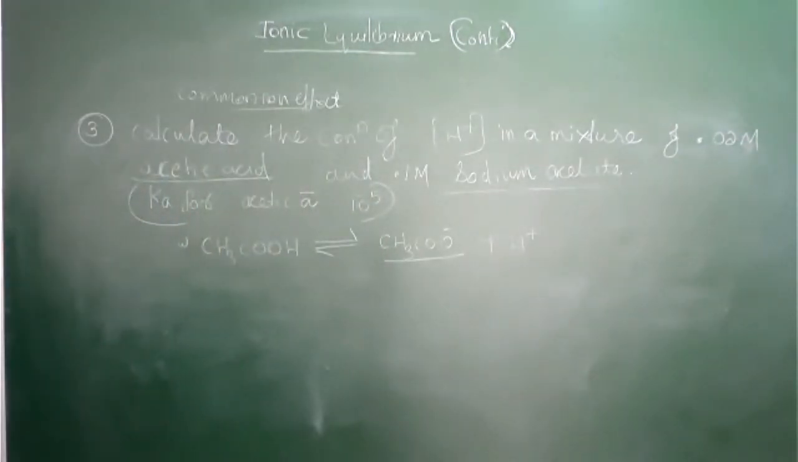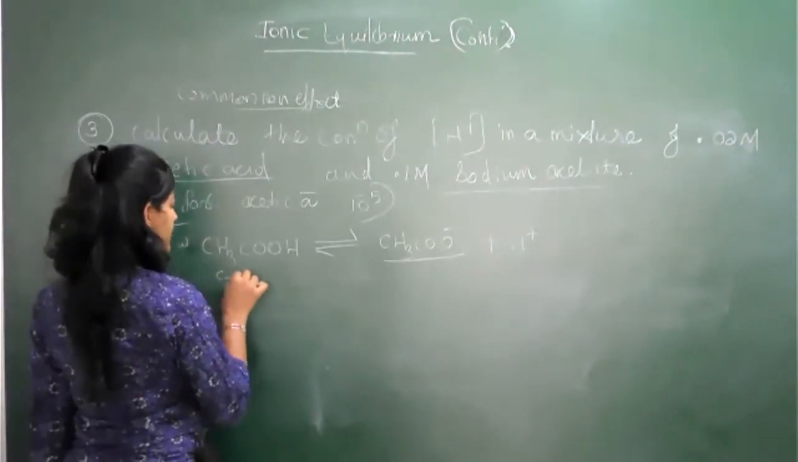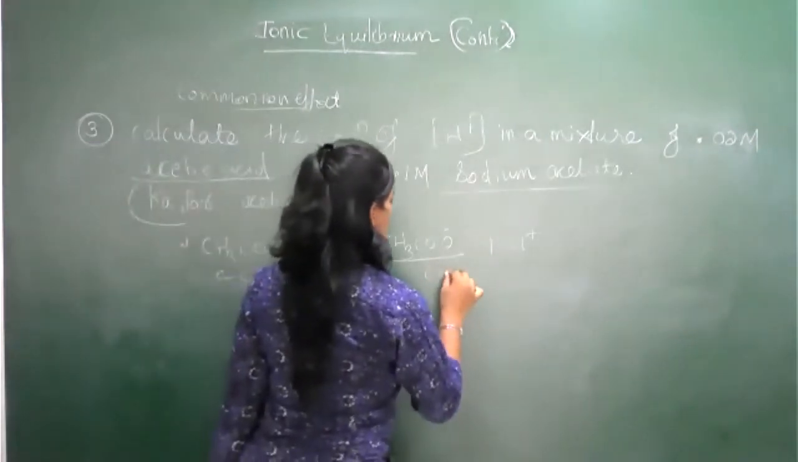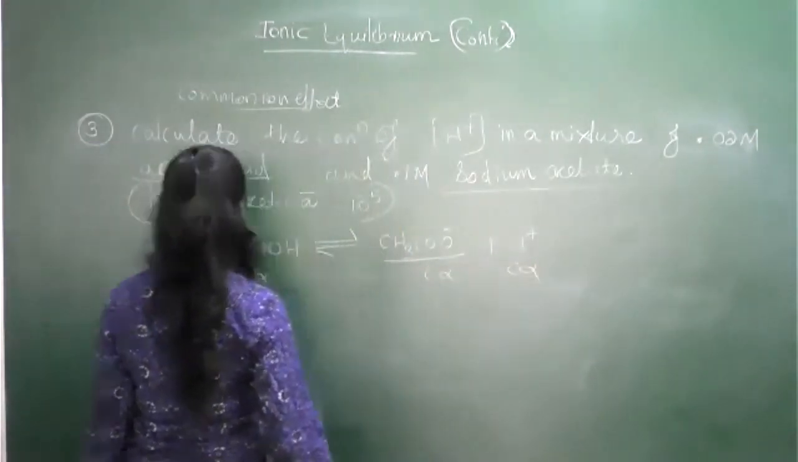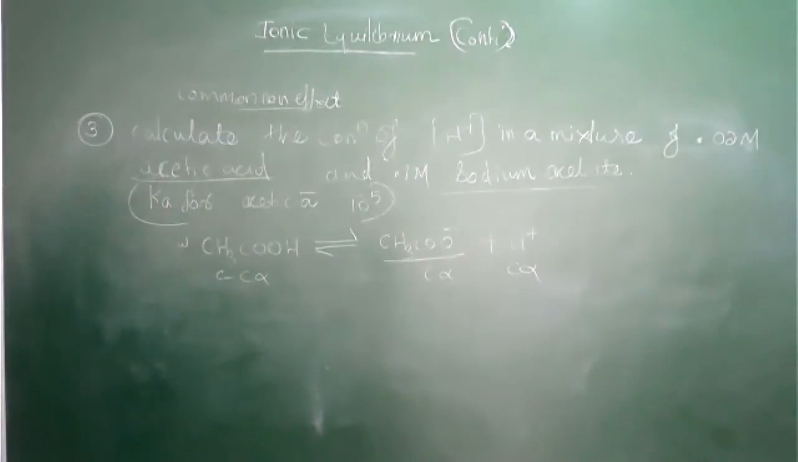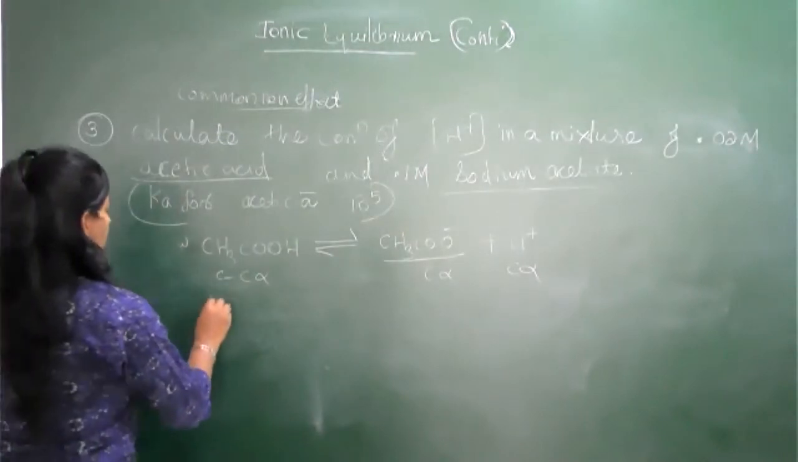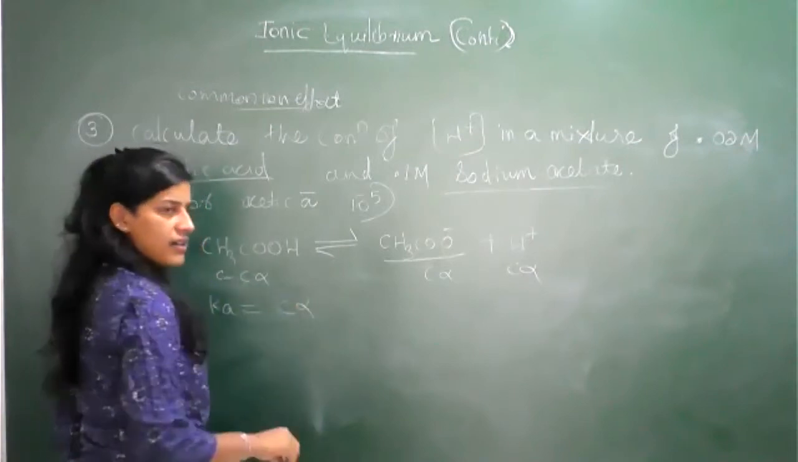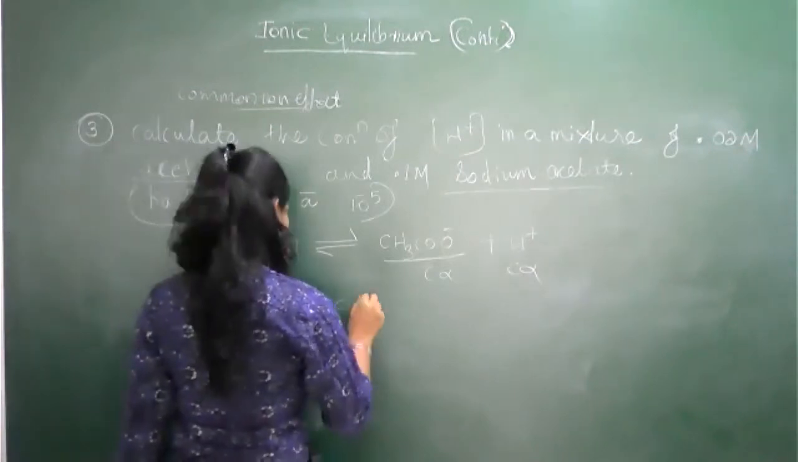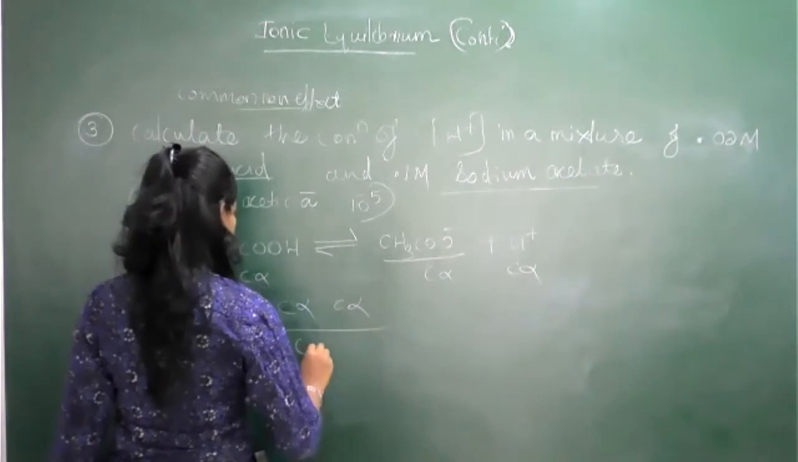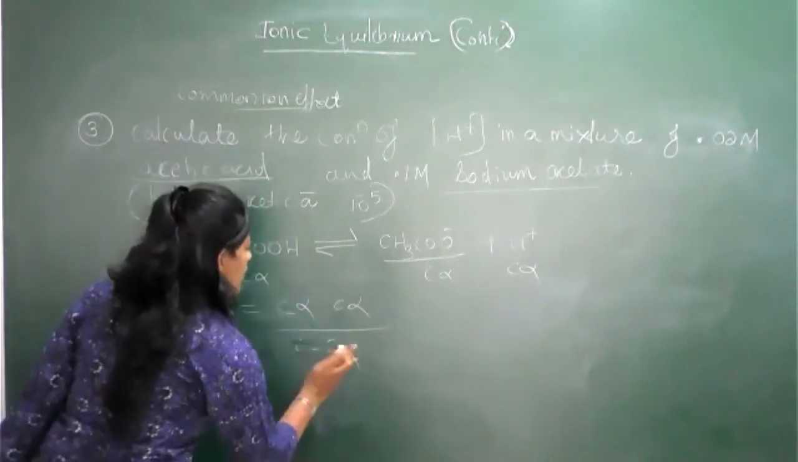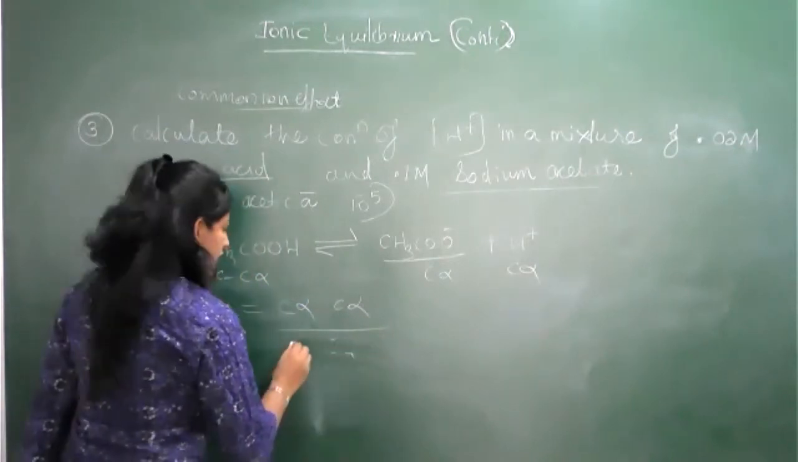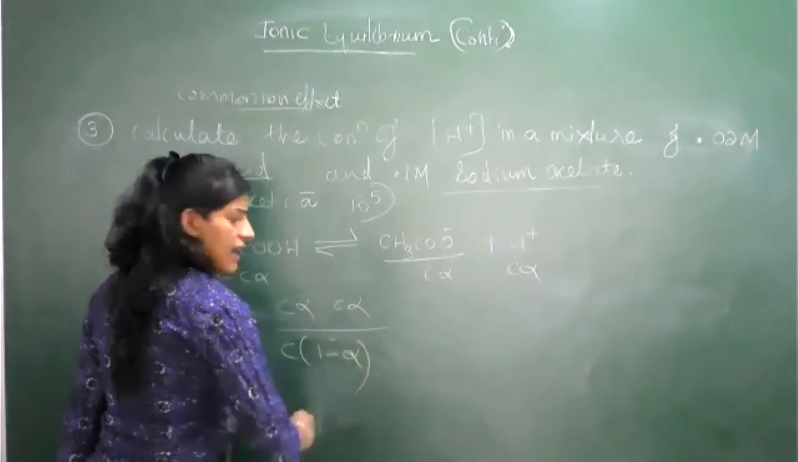So this is the acetic acid formula. Here you know C minus C alpha, here C alpha, C alpha. Then what we want to do? K value. K is equal to C alpha, similarly, you want to write C alpha whole divided by C minus C alpha, means C into 1 minus alpha.